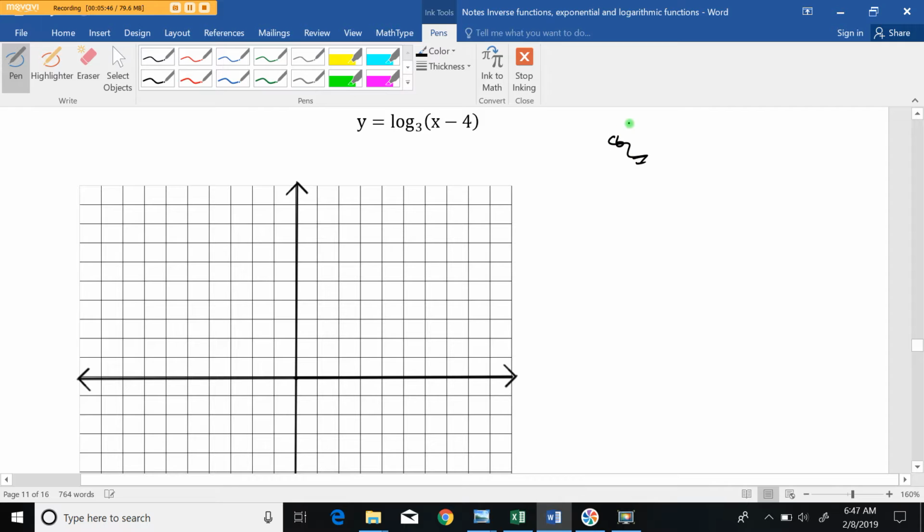Wait. Try that again. 3 to the y equals x minus 4. So x, if we were to solve this for x, is going to equal 3 to the y plus 4. And let's go ahead and build our table here.